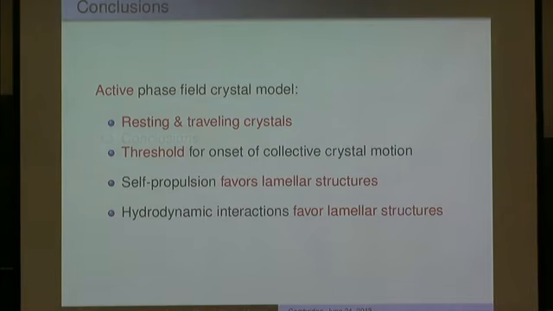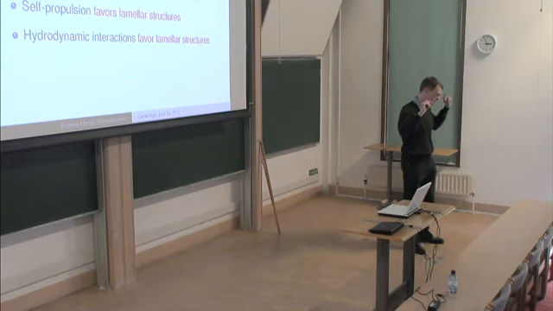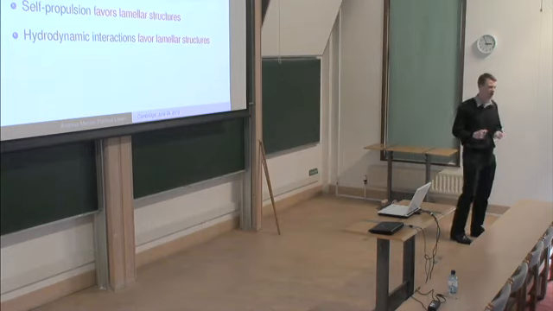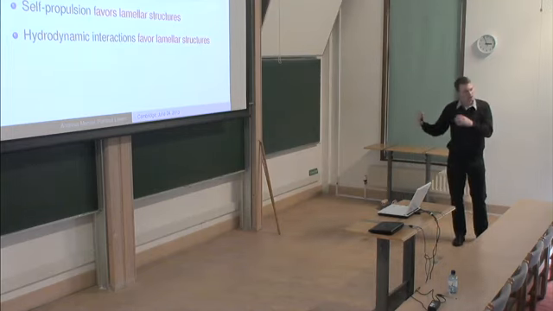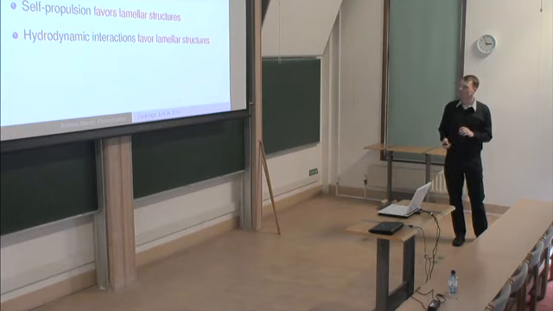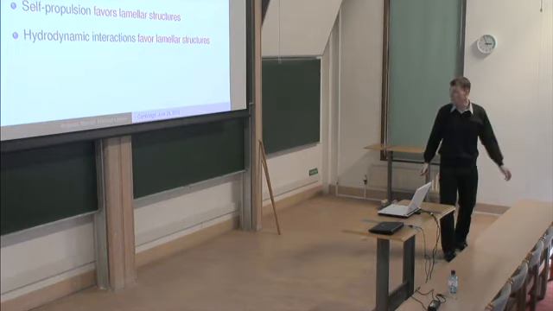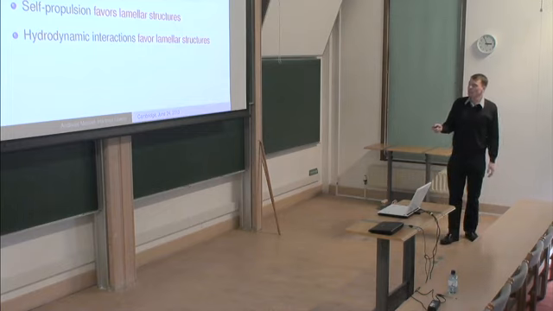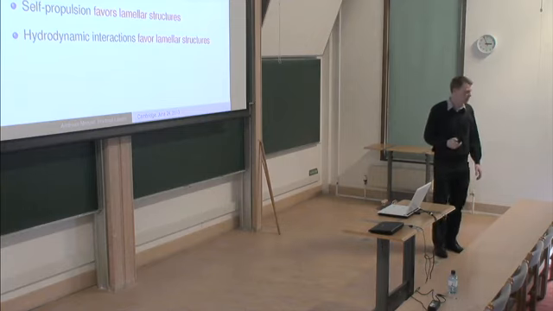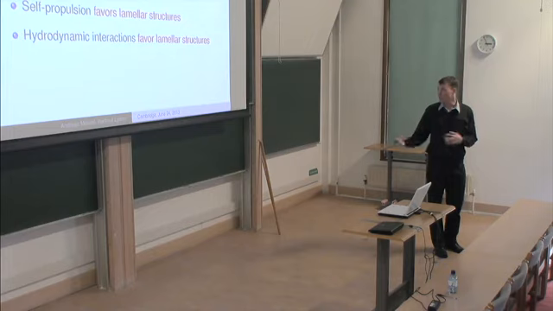So in summary, we introduced this active phase field crystal model, where we could describe these resting and traveling crystalline structures. The key point is the second line. Even if we do not have an alignment mechanism for the self-propulsion directions of the single particles, through this organizing in this elastic structure, there is a threshold above which this whole texture can start to migrate collectively. And as we saw, the self-propulsion as well as the hydrodynamic interactions destabilize these active crystals and favor lamellar structures.